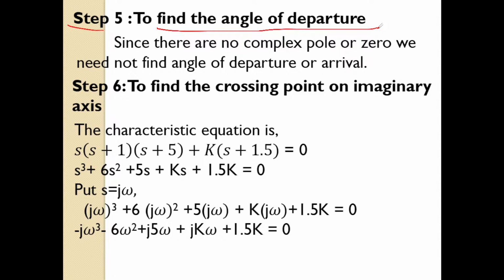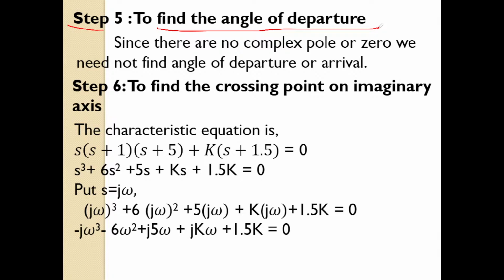If you observe here on this S plane, there are no complex conjugate roots. So if there are no complex conjugate roots, then there is no need to determine the angle of departure. Here I have written no complex poles or zeros, so no need to find the angle of departure or arrival. Angle of departure is from the poles if the root locus leaves the poles.